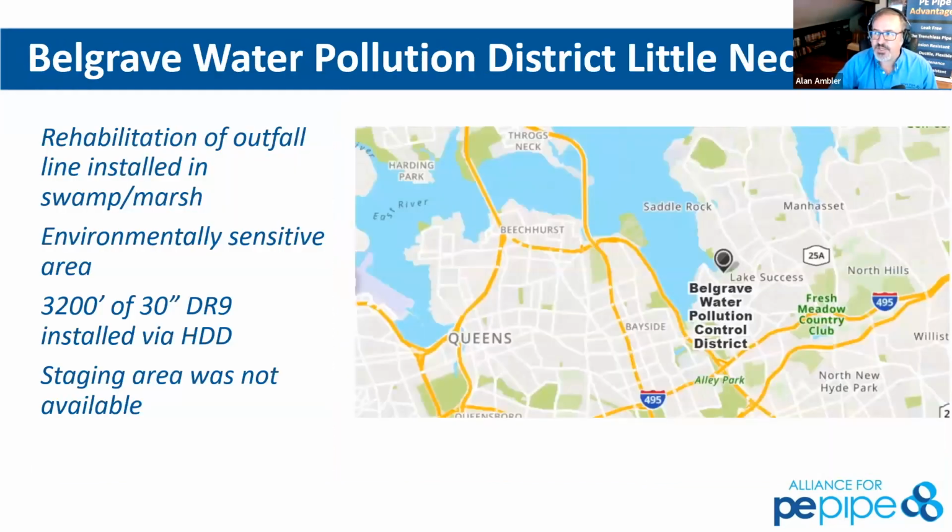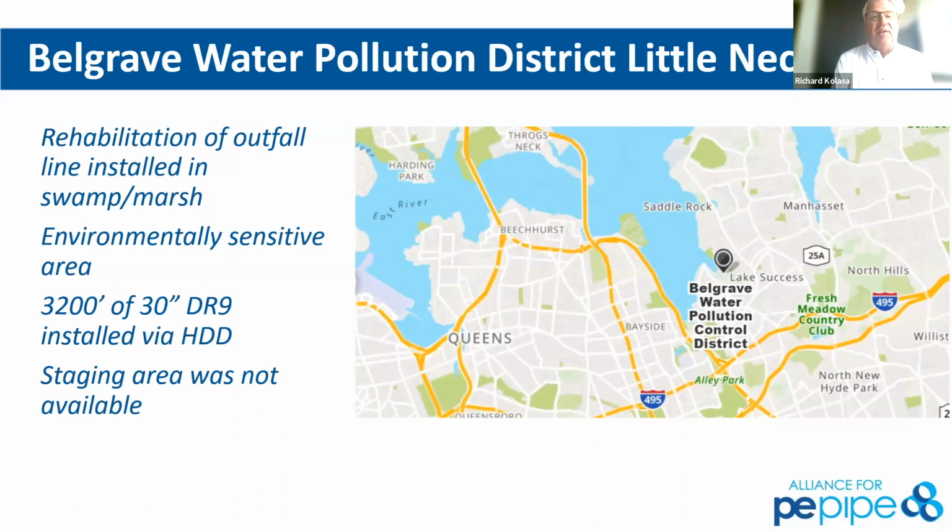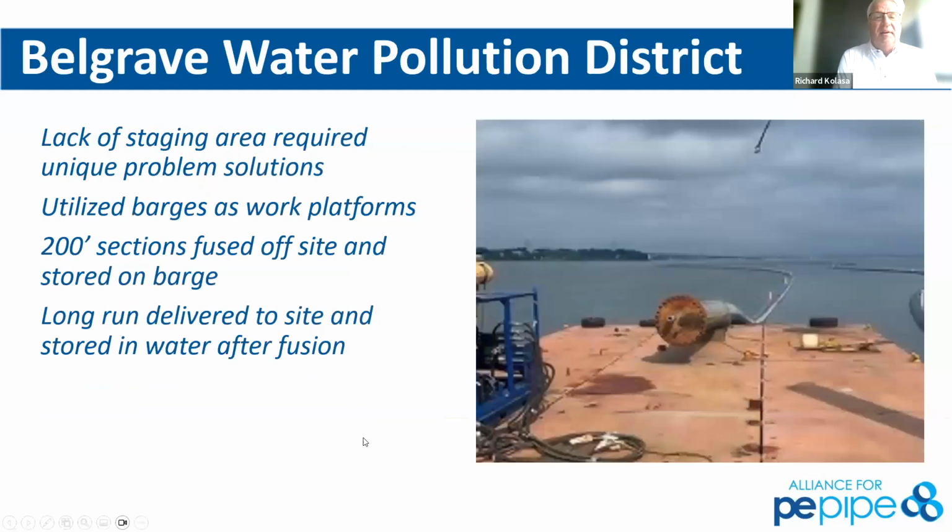So Richard, come on and talk to us about the Belgrave Water Pollution District as we're continuing to cruise through these. Yeah, this was quite an interesting project. We put in 3,200 feet of 30-inch DR9. The reason we went with DR9 is just because of the drilling that we had to do to get back to the pump stations and also the treatment center.